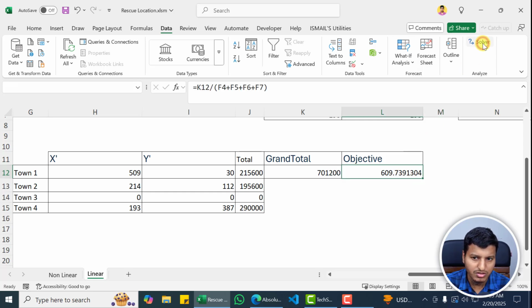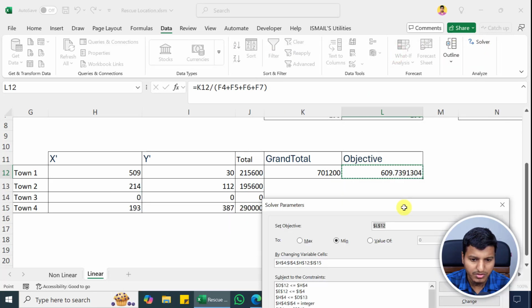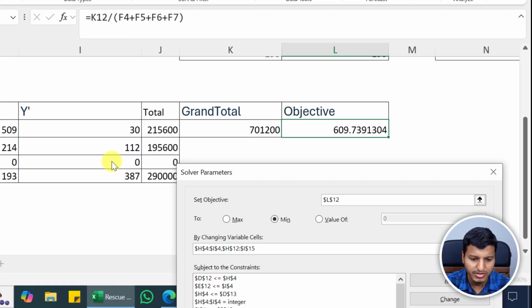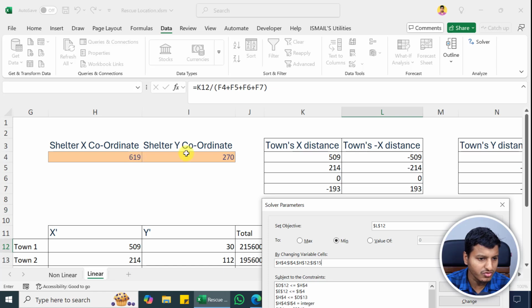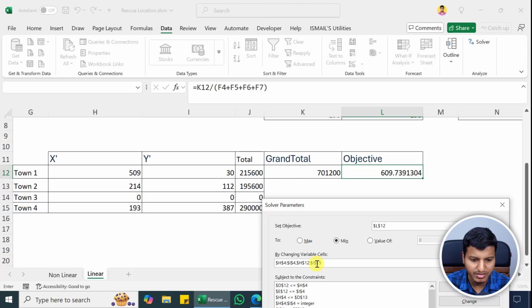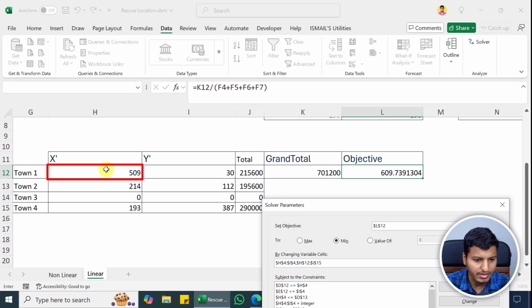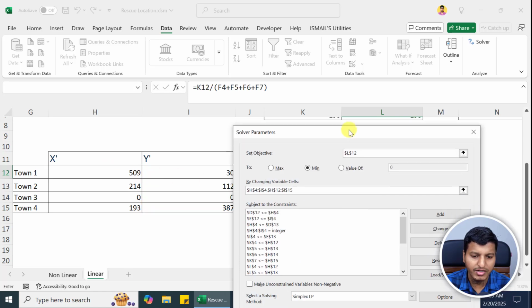So if I show you the model, you can see that we need to minimize this L12, that is the minimum, and by changing variable cells, we can see that the variable cells change from H4 I4 to H4 I4 plus this X prime and Y prime part, right? So H12 and I15. Those are the cells that I need to change.